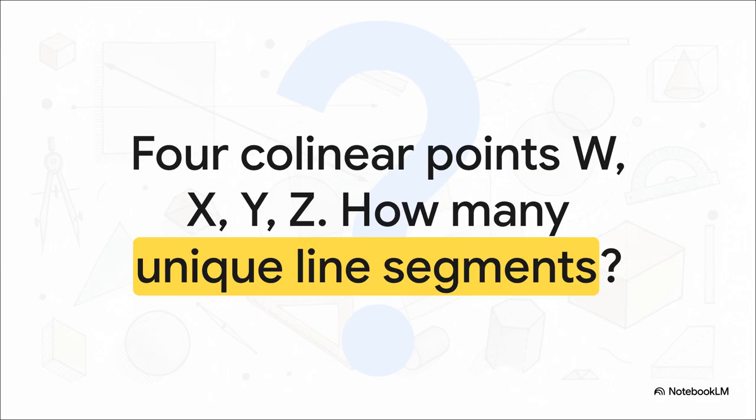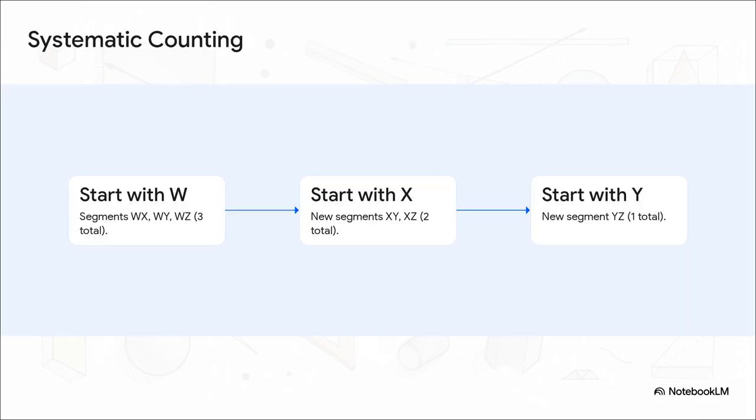Take a second and think about it. So how do we tackle this without getting confused and counting something twice? You just have to be systematic. Let's start with point W and list all the segments we can make from there. We've got WX, WY, and WZ. That's 3. Now let's move to X. We can make XY and XZ. We don't count XW because that's the same segment as WX, so that's 2 new ones. And finally, from Y, there's only 1 new segment left, YZ.